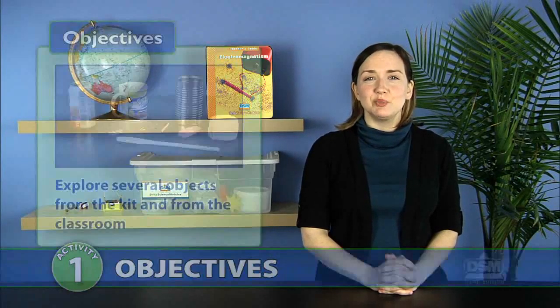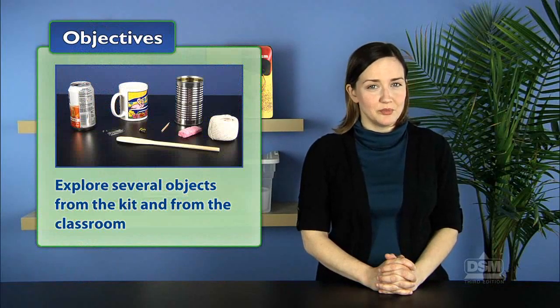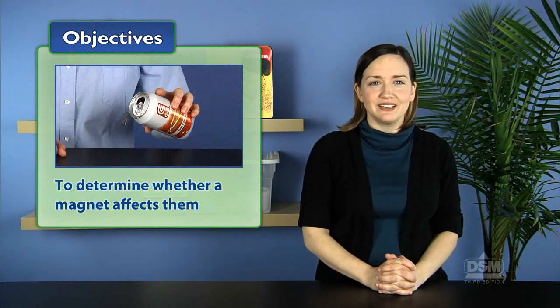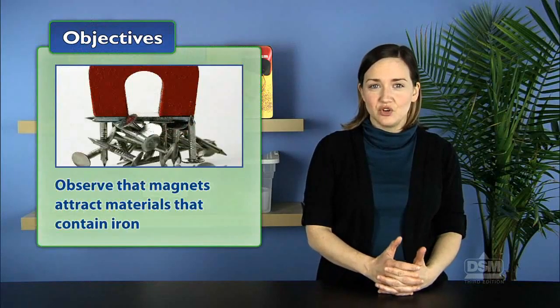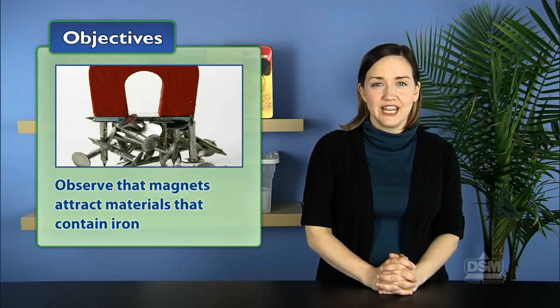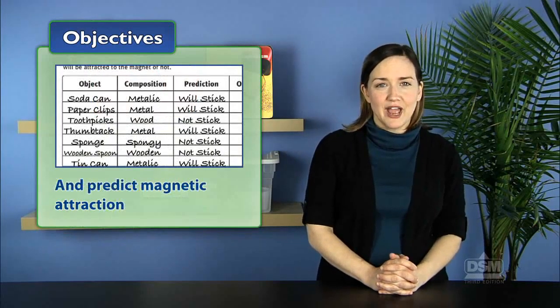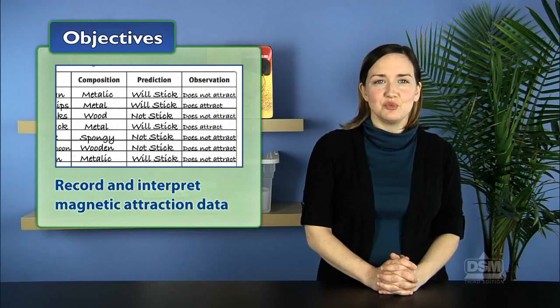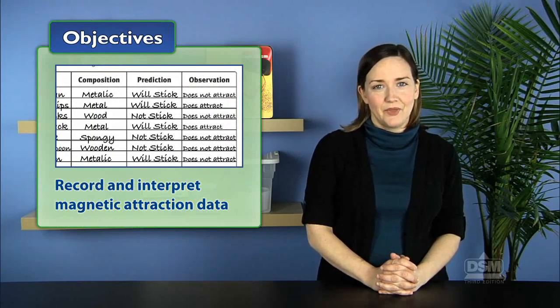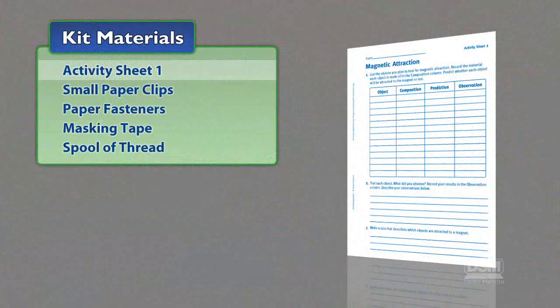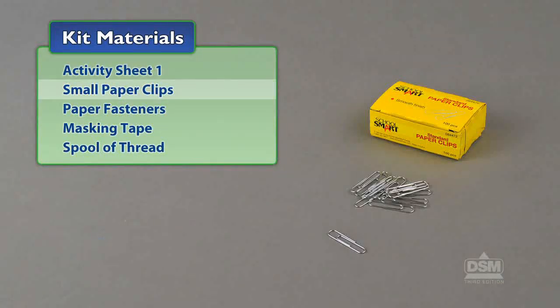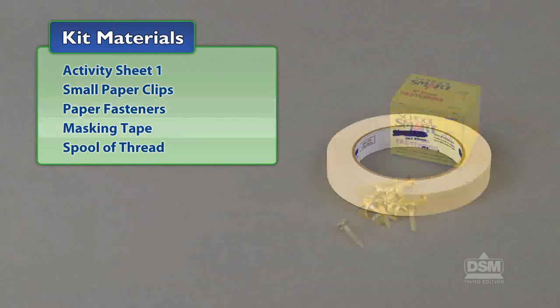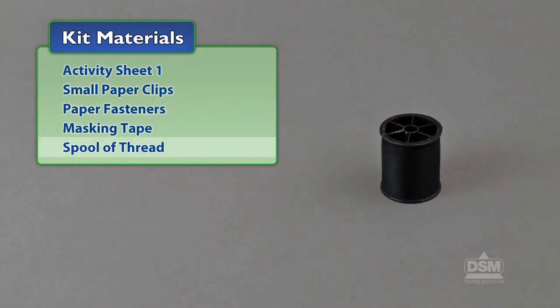In Activity 1, Magnetic Attraction, students explore several objects from the kit and from the classroom to determine whether a magnet affects them. They observe that magnets attract materials that contain iron, predict magnetic attraction, then record and interpret magnetic attraction data. You will need the following materials from the kit: Activity Sheet 1, small paper clips, paper fasteners, masking tape, and a spool of thread.